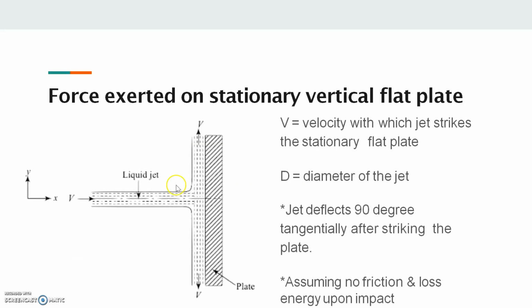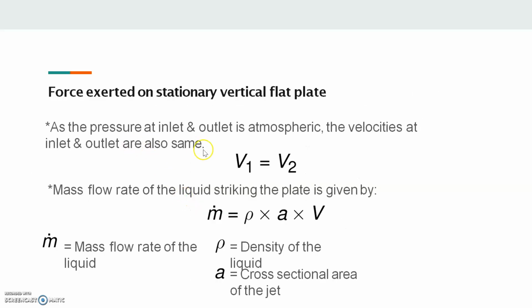As you can see from the figure, as the pressure at inlet and outlet is atmospheric, the velocities at inlet and outlet will be the same. The velocity with which the jet strikes the plate and the velocity with which it leaves the plate will be equal. That is, V1 should be equal to V2. Mass flow rate of the liquid will be equal to density into area into velocity.